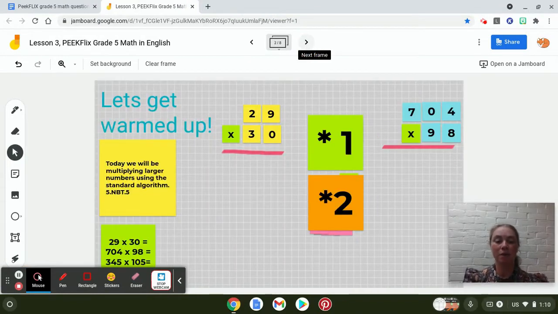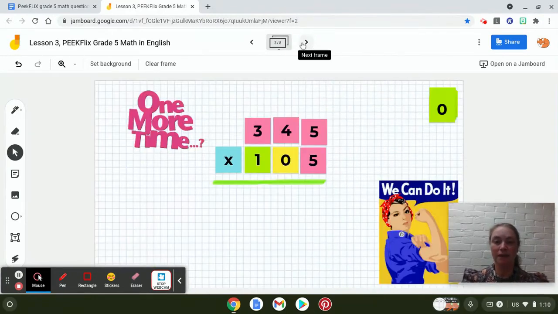So today we're going to be multiplying larger numbers using the standard algorithm. And I have a couple of examples here, 29 times 30, 704 times 98, and 345 times 105. As you can see, these questions get increasingly harder. I'm going to go to a side sheet and show you how it's done.